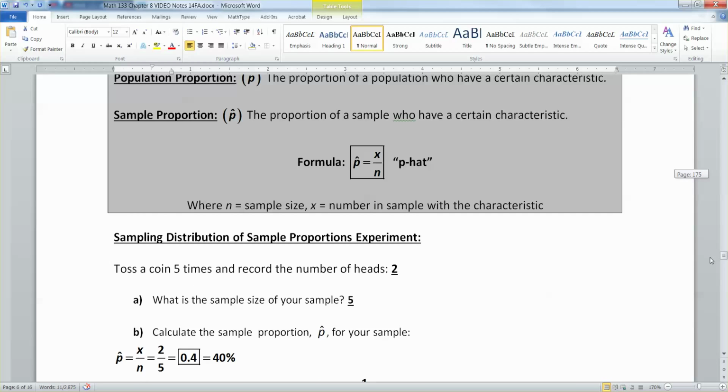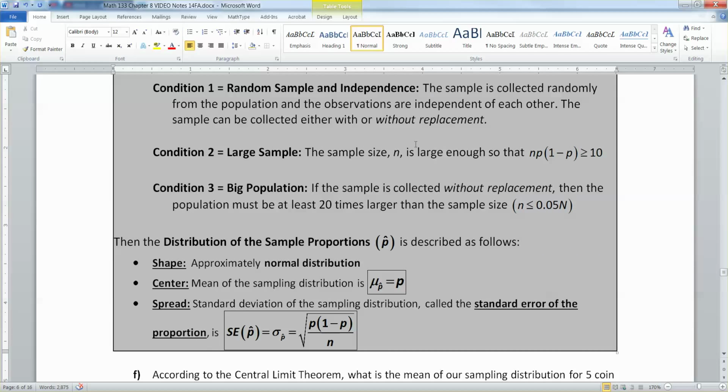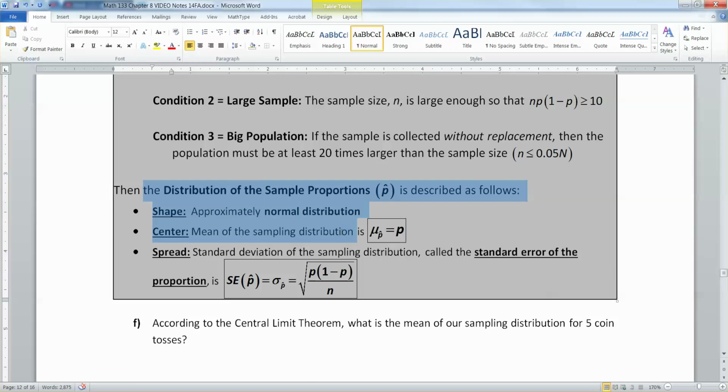For proportions, you're always going to have to check that n times p times 1 minus p is greater than or equal to 10. It cannot be given to you in the problem like it was for means, and 30 is not a big enough number. It's going to be bigger than that. It has to be that n times p times 1 minus p is greater than 10. If you have those 3 cases, it's random and independent. And to make sure independence happens, you make sure you have a big population, and then you have a large enough sample to ensure normality, which is that second one. Then these 3 things are going to occur.